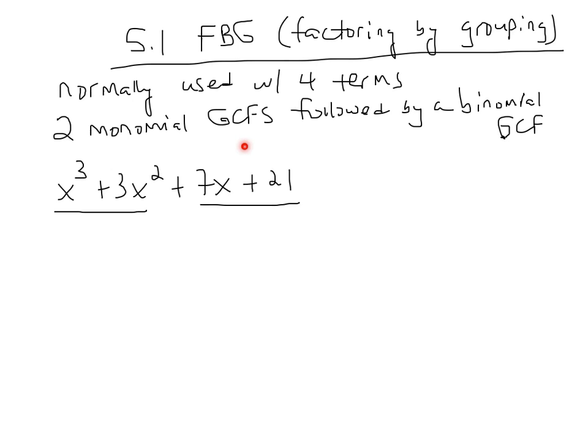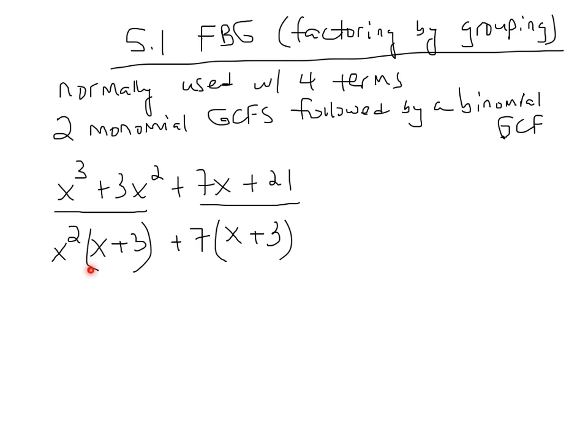The monomial GCF from the first 2 terms is x squared, and the factors that are left are x and 3. We look at the last 2 terms, the monomial GCF is positive 7, and the factors that are left are x plus 3. Now, please note that what we got inside each set of parentheses here matches, and that's critical. If the parentheses don't match, you either made a mistake or the problem doesn't factor by grouping.